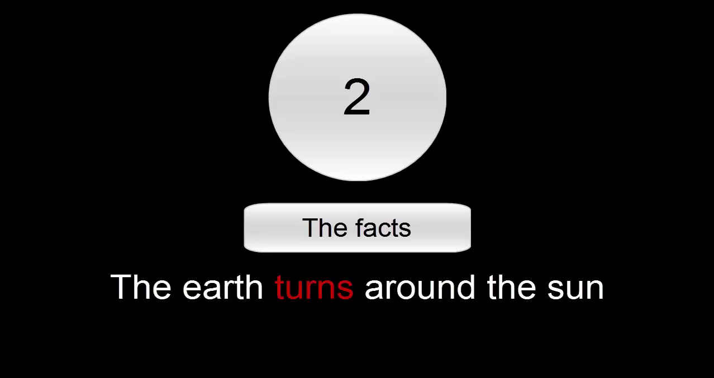If we say, the rain falls, it is a fact that the rain falls. Another example: the earth turns around the sun. So it is a fact. So you can say it with the simple present.